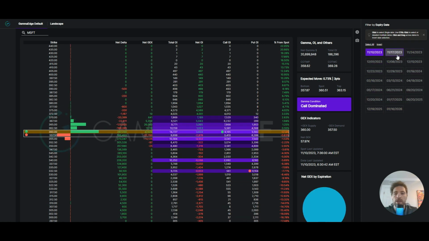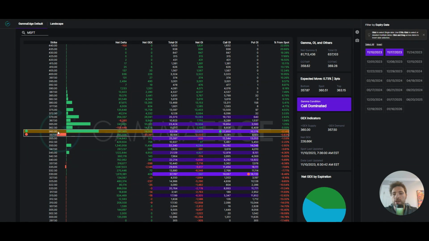Here's 0 DTE. Now looking at next week's expiration, again, kind of stuck here. Looking at 2 weeks, again, 360 remains the key level. If we can break through 360 and hold it, then we do have deltas and gamma building out all the way up to 380. So could be a potential move higher. Just need to wait and see, especially we need the general market to recover as well.